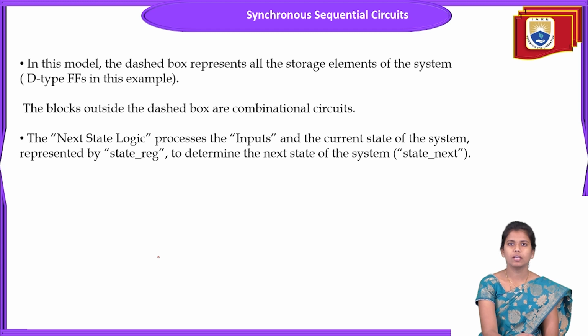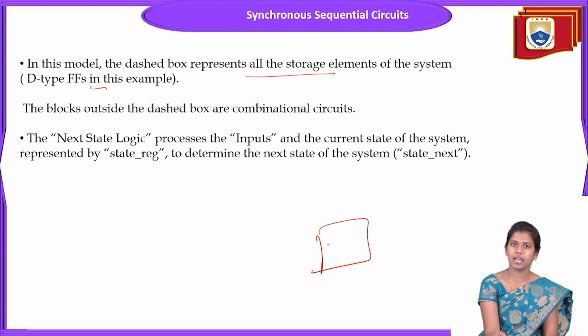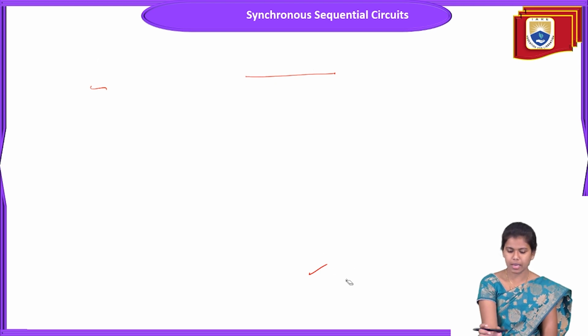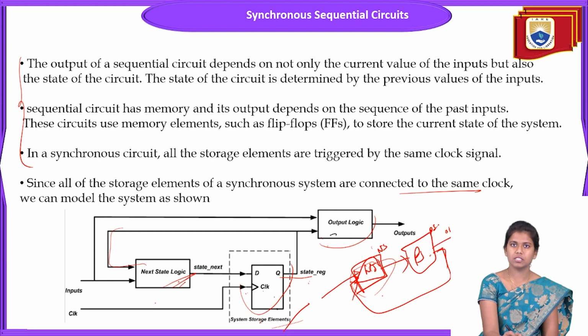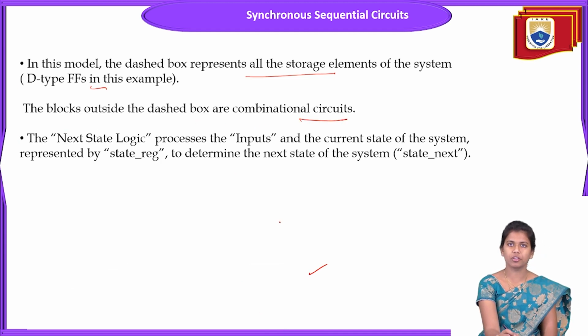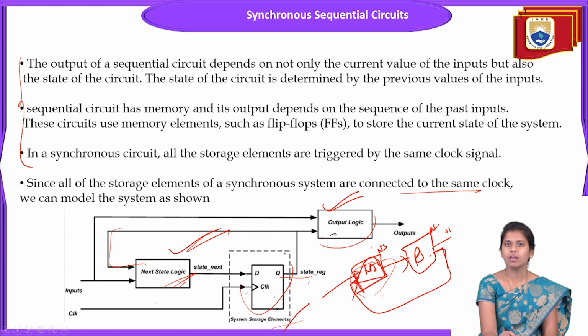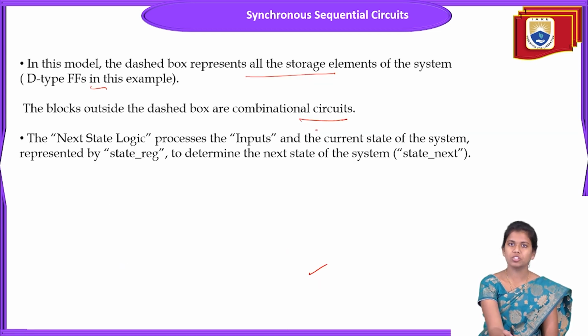In this model, the dashed box represents the storage elements, that is, the D flip-flops. Sometimes I can consider D flip-flops and sometimes I can consider RS flip-flops, so different types of storage elements can be considered. Here in this particular example, the storage element is a D flip-flop. The blocks outside the dashed box are combinational circuits, the next state logic and the output logic. These are nothing but combinational logic devices.